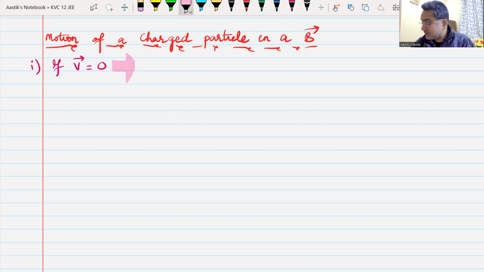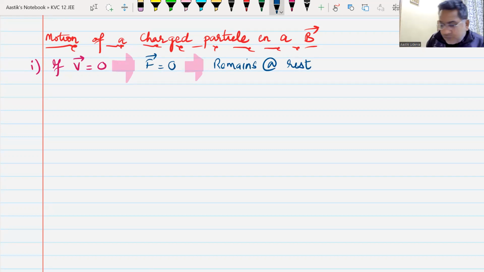Yes, if velocity is 0, then the force is 0, and the particle is at rest. It will remain at rest. Nothing happens. So there is no point of studying this motion. It remains at rest.